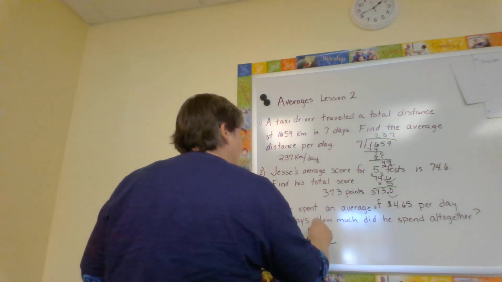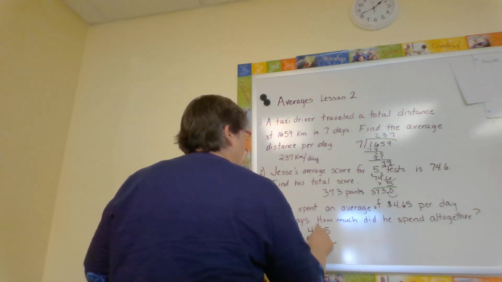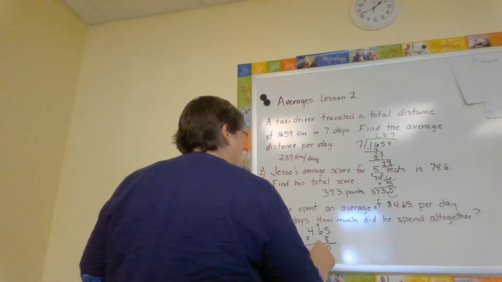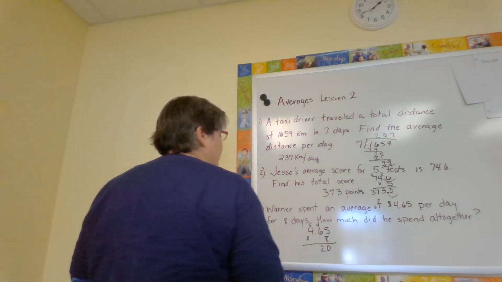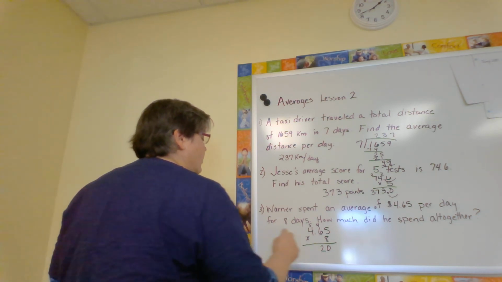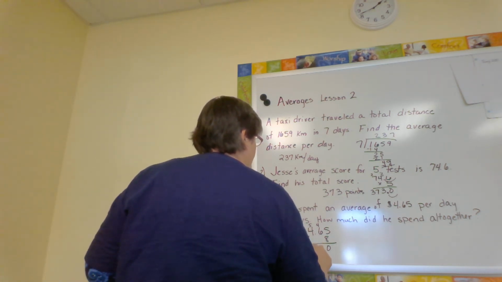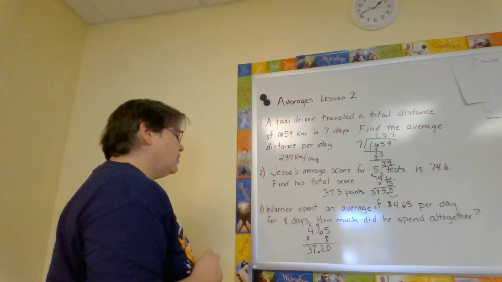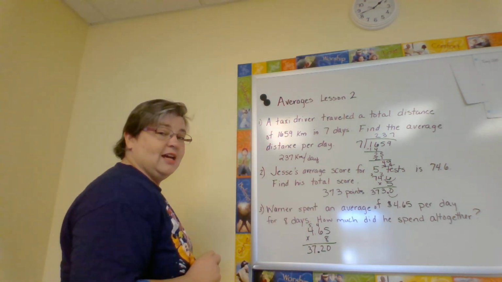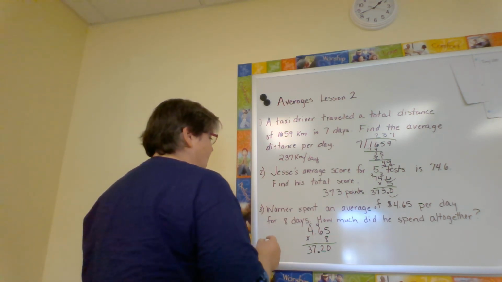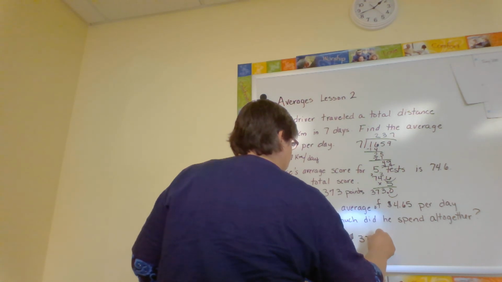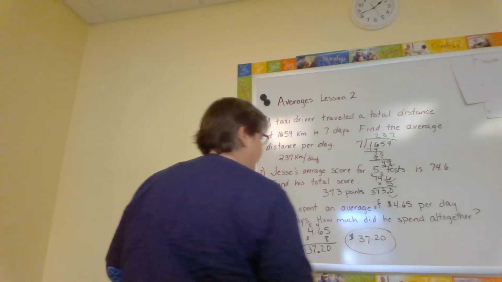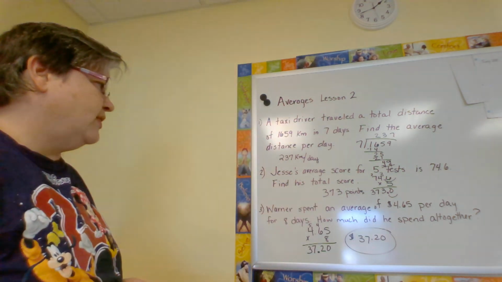8 times 5 is 40. 8 times 6 is 48 plus 4 is what, 52? 8 times 4 is 32, 33, 34, 35, 36, 37. 2 places in, there's your decimal. So he spent $37.20. That's pretty good for an 8-day stay. Man, I need to go where he is because things must be cheap. So that's how you find that. You multiply.